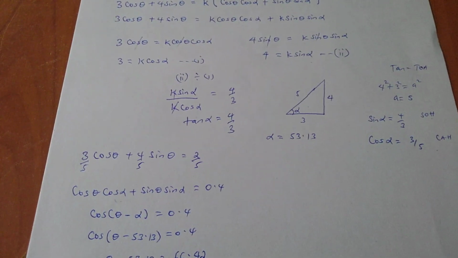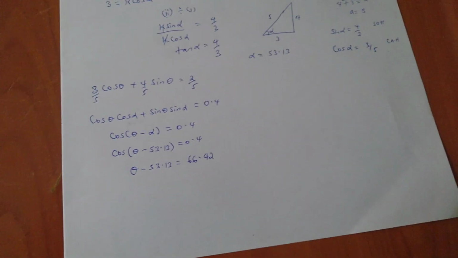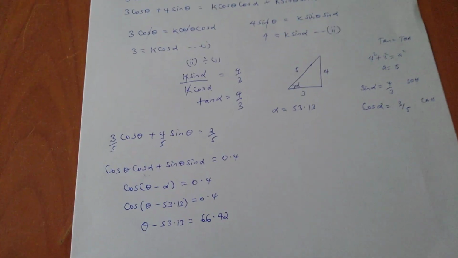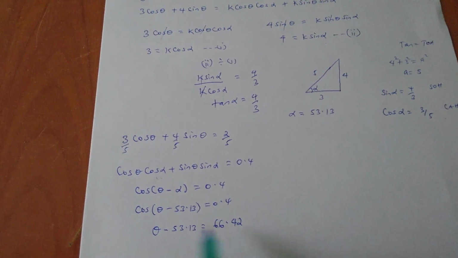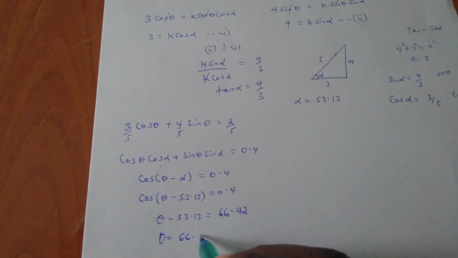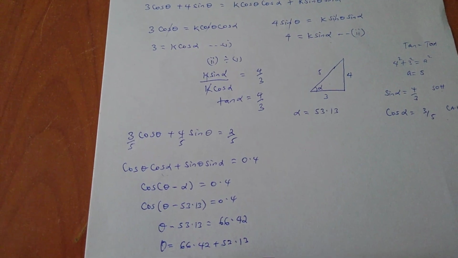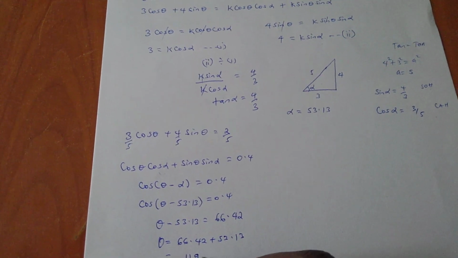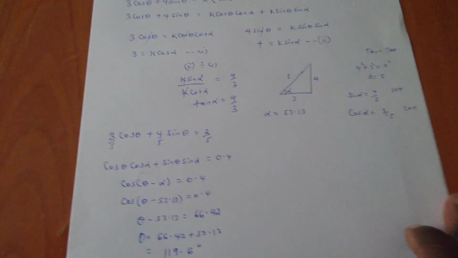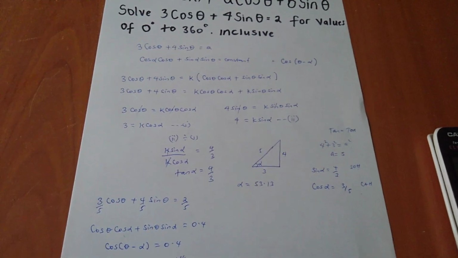Now I'm finding the values of theta. That's what I'm aiming at, the values of theta, but I haven't got them yet, so that's what I'm trying to get. If I solve this, my theta will be 66.42 plus 53.13, and my answer will be 109.6 degrees. But having a cos theta, and we have a range from 0 up to 360, it means I have to go further.